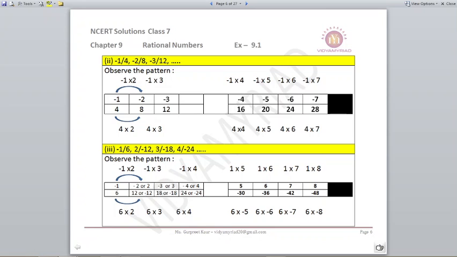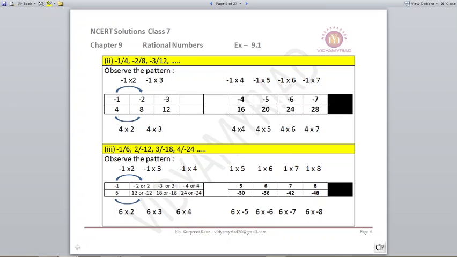Denominator is 4, 8, 12. 4 2s are 8, 4 3s are 12. So next will be 4 4s are, 4 5s are, 4 6s are, 4 7s are. So in that respect my next rational numbers are minus 4 upon 16, minus 5 upon 20, minus 6 upon 24 and minus 7 upon 28.